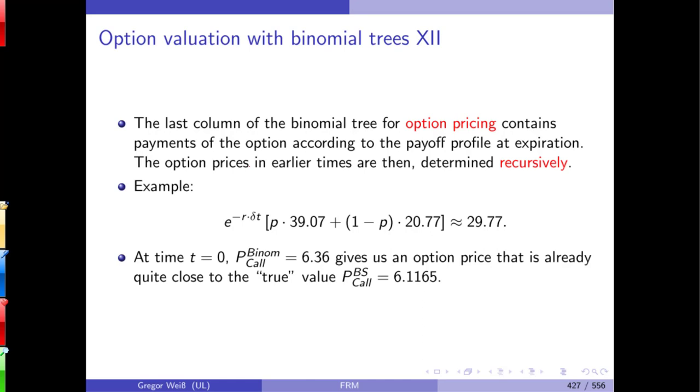When we compare it to the Black-Scholes price of 6.1165, there's a difference. Why is there a difference? Because we've only used 6 steps. If we were to increase the number of steps, say to 60, to 100, to 1,000, the price from the binomial model would get closer and closer to the Black-Scholes price, because as we've seen, the binomial model converges to the Black-Scholes model if we increase the number of time intervals.